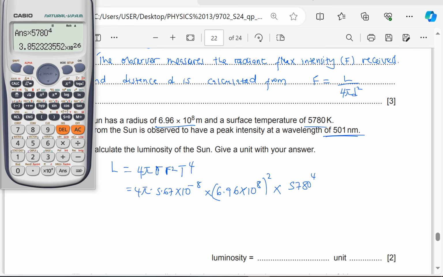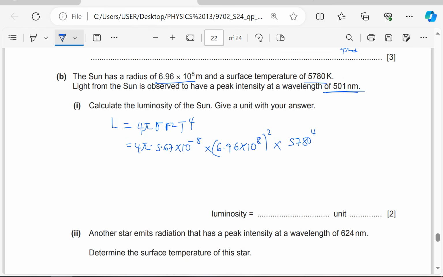So it's 3.85 times 10 to the power of 26. Since they have given us R to 3 significant figures, I will not write to less than 3 significant figures. All the quantities given here are up to 3 significant figures. So I'll write this as 3.85 times 10 to the power of 26. Of course, luminosity is measured in watts.